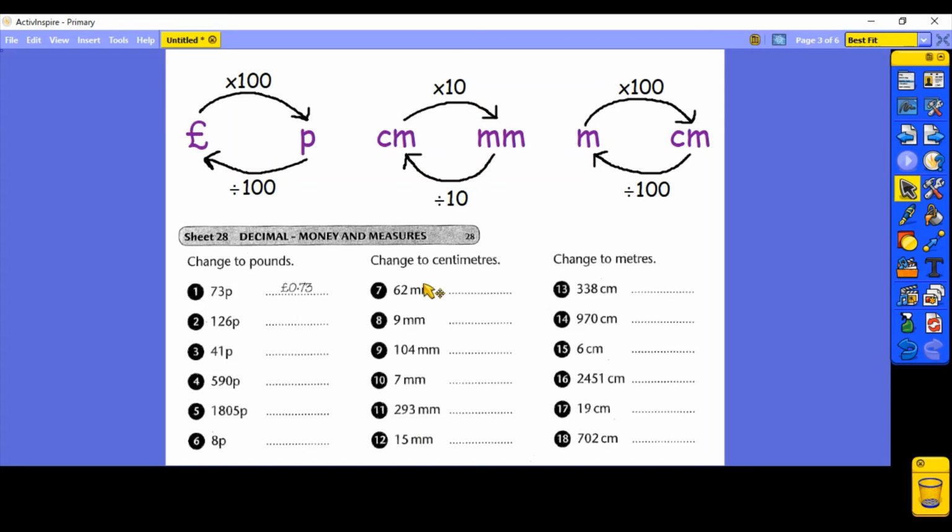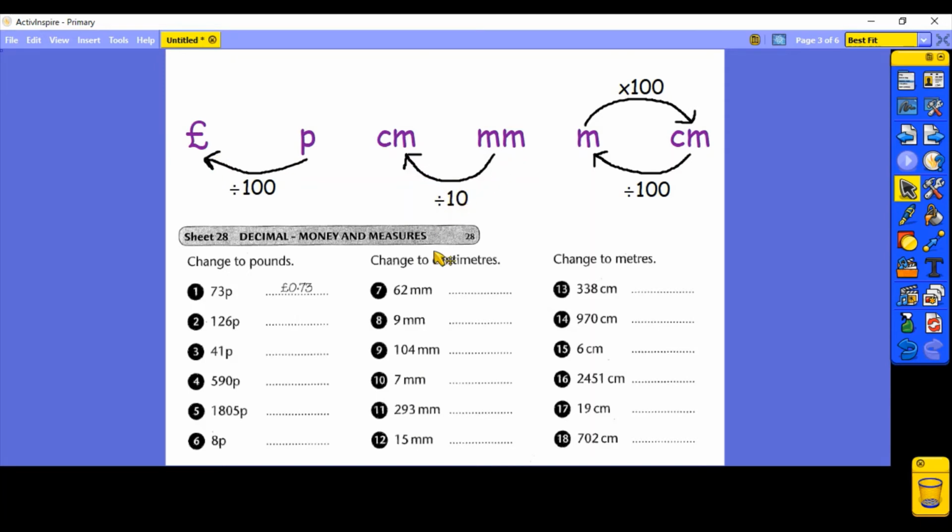Now for this one, you're going from millimetres to centimetres. So again, you're working on the bottom arrow here. Okay, so in fact, let's delete those ones that we don't need, because you won't need them for this activity. You're just working on the bottom arrow for these because you're working from pence to pounds, millimetres to centimetres.